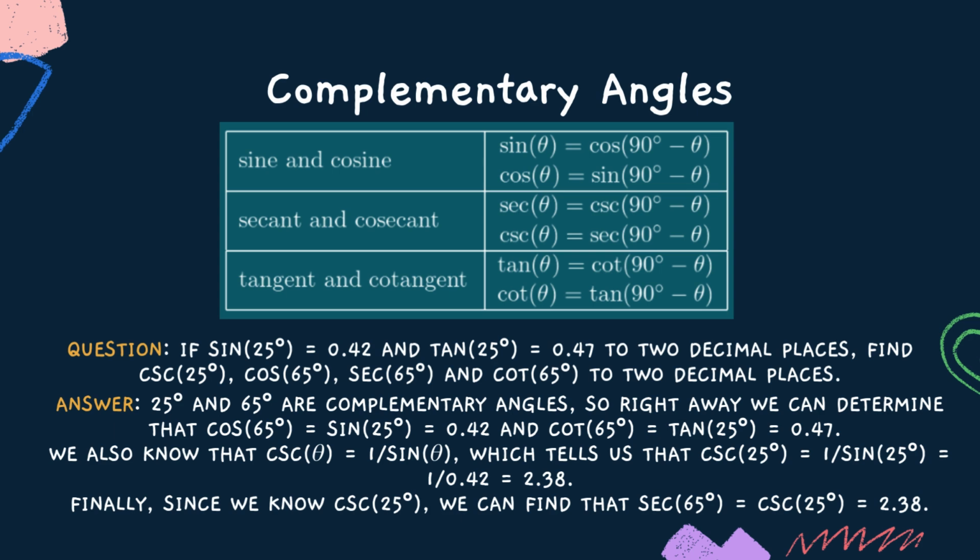Now, look at this question and try to solve it with the table above. Try not to look at the answer. Come back and verify it once you're done. You'll notice that it's pretty straightforward since 25 and 65 are complementary angles.